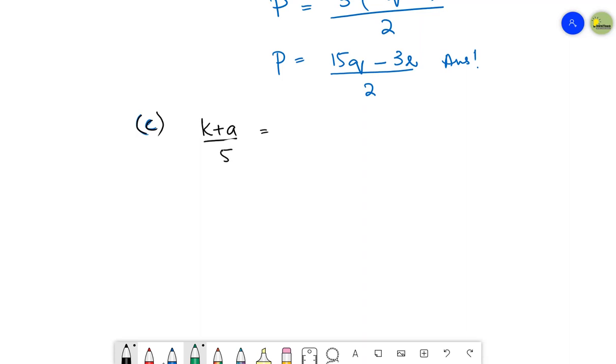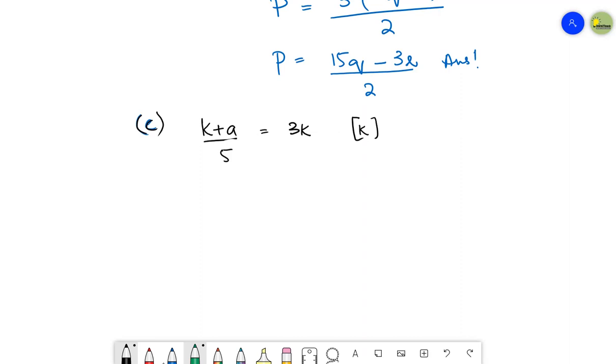K plus A divided by 5 equals 3K. Okay, this is the equation. In this equation, you have to find out the value of K, or you have to separate K from the formula. Now you can notice that K is present on both sides. K plus A is present on the left hand side and 3K is present on the right hand side.